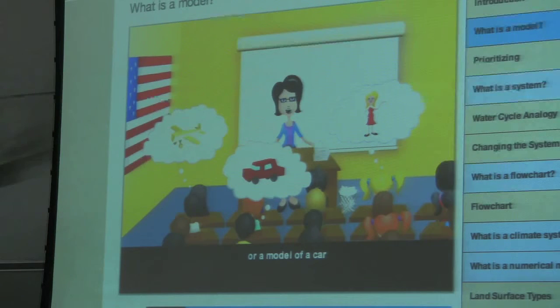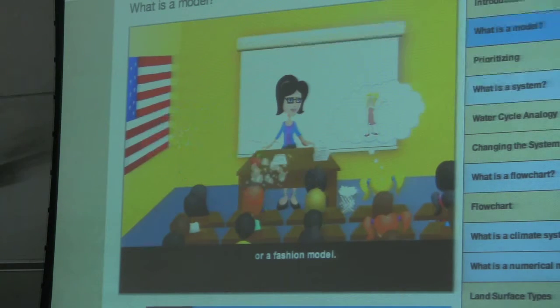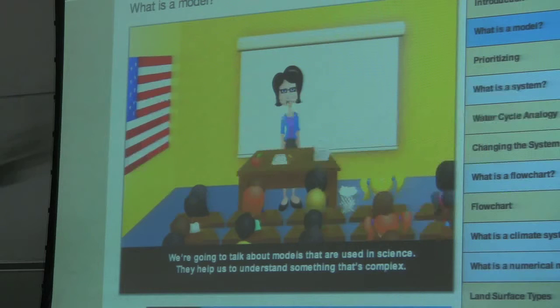Or a model car, or a fashion model. We're going to talk about models that are used in science. They help us to understand something that's complex.